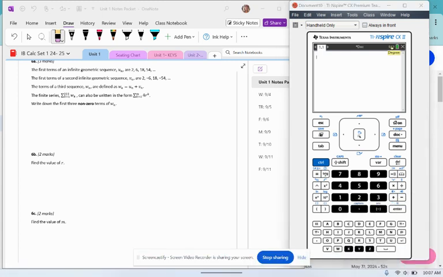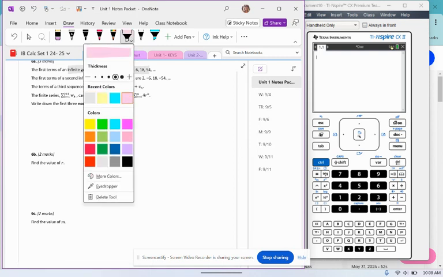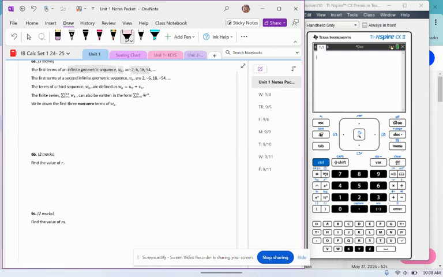This is number 6. It says the first terms of an infinite geometric sequence U sub n, let's color code this, are 2, 6, 18, and 54. And then the next piece is a second infinite geometric sequence, V sub n, and it's 2, negative 6, 18, negative 54.